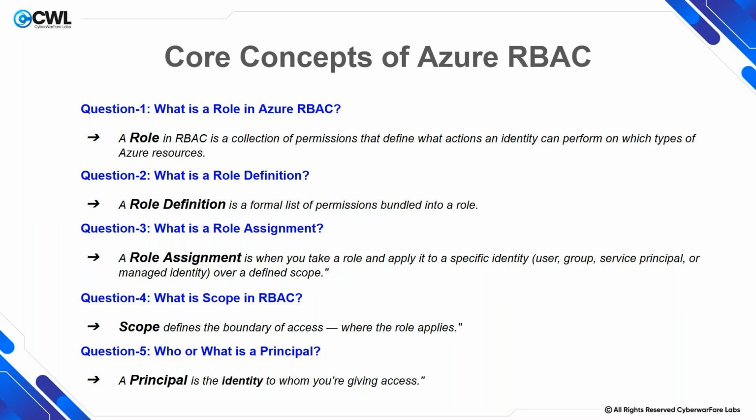I have one statement for RBAC: RBAC is additive. Let's say a user has Reader at subscription level and Contributor at resource group level, their effective permission will include both at the resource group level. So here inheritance comes into the picture. Inheritance works like this: on the top we have the management group, below the management group we have the subscription, below the subscription we have the resource group, and below the resource group we have resources. The subscription being on top of the resource group, whatever permission we assign to the subscription will be inherited by the resource group as well.